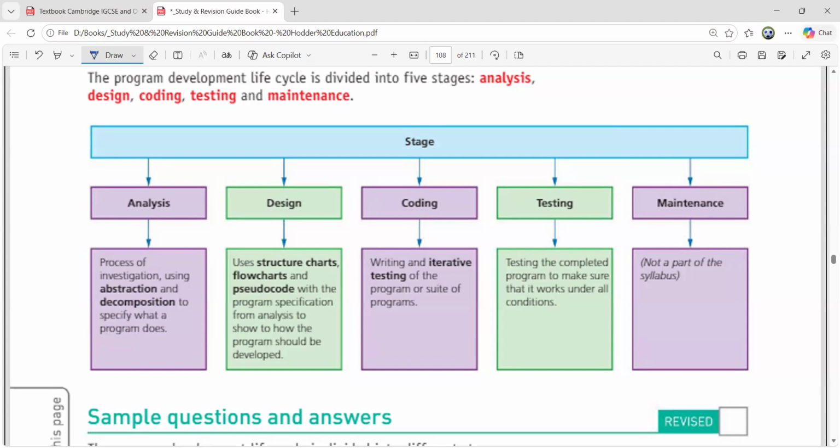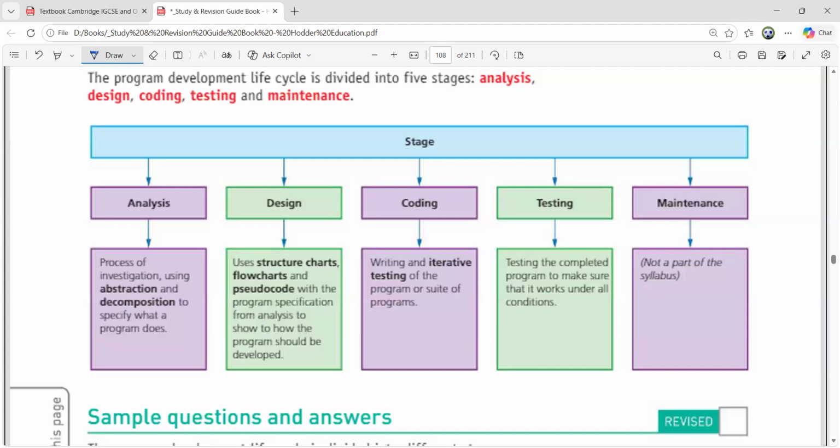Then is design, and we use structure charts, or structure diagrams, or flow charts and pseudocode in order to talk about how I can make the system work. It will be shown on a piece of paper with the help of either structure diagrams, or flow charts, or pseudocode writing. So these are all the means that we use in order to perform the designing.